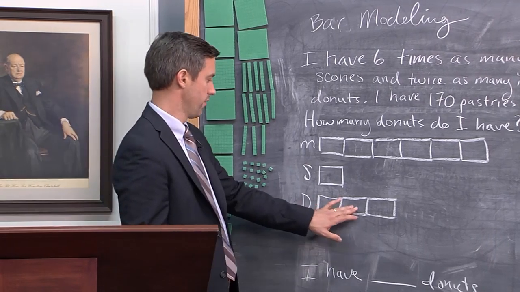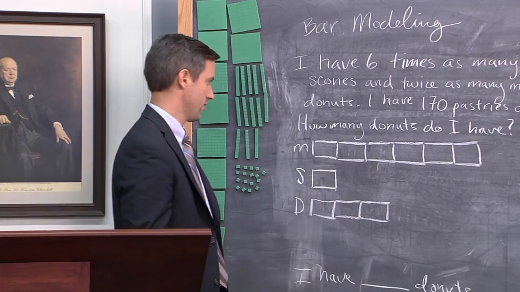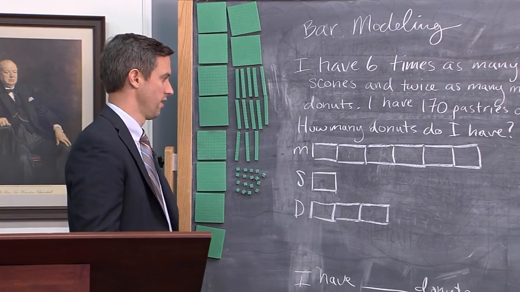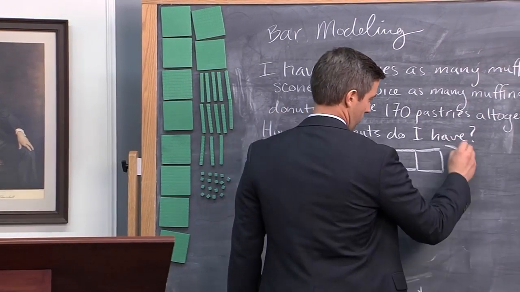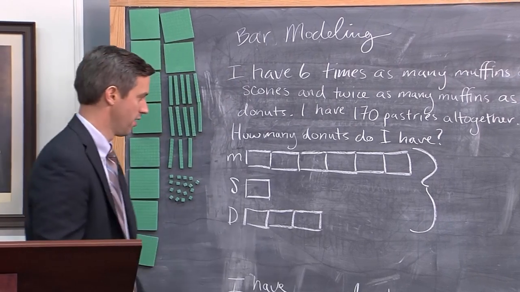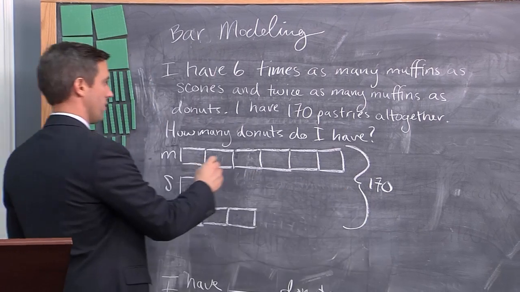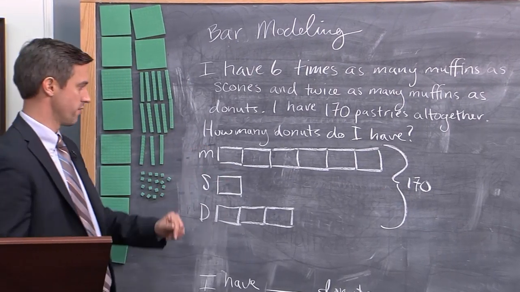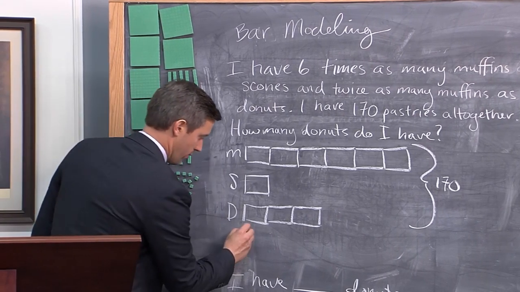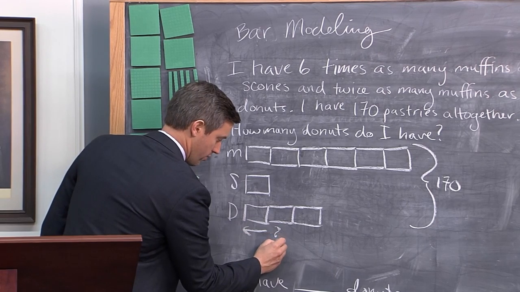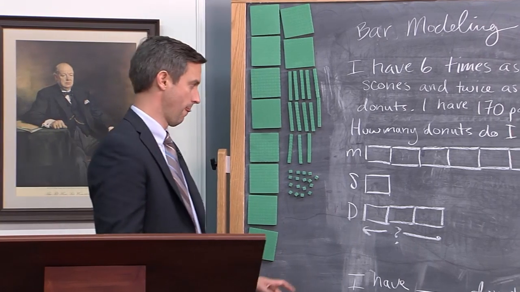Notice these are all 3 equal-sized units or bars. And so what I can do with them is, before I continue, I'm going to throw on my total. I have not finished reading the problem, so I continue until I finish reading the problem. I have 170 pastries altogether, and now I come to my question: how many donuts do I have? So I'm going to put a line here with a question mark, looking for that final answer.